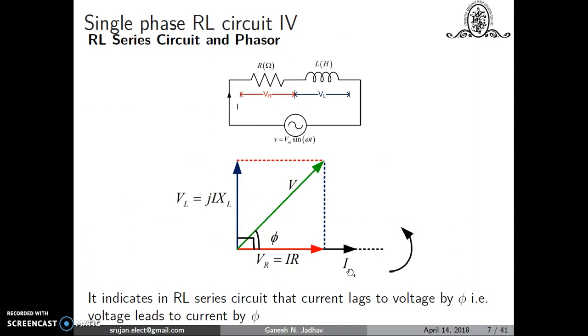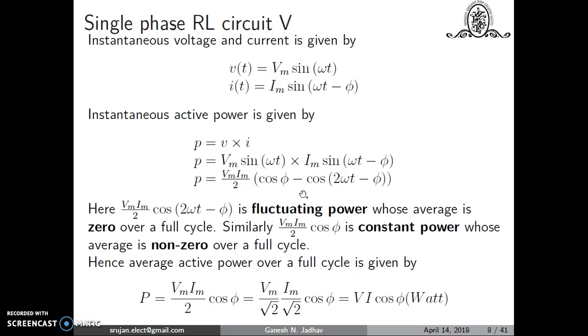So, the instantaneous voltage and current equations. Suppose the instantaneous voltage equation is equal to Vm sin omega t. The current is lagging it, behind by phi. So i of t is equal to Im sin(omega t minus phi). Now I will calculate the instantaneous power. The instantaneous power, small p, is equal to small v into small i, that is Vm sin omega t into Im sin(omega t minus phi).